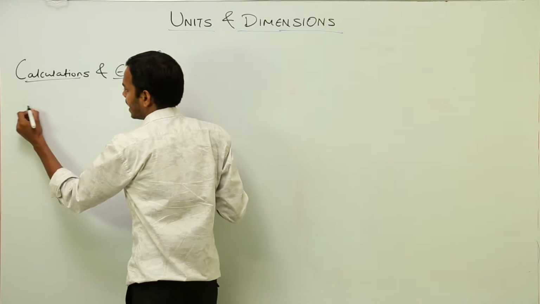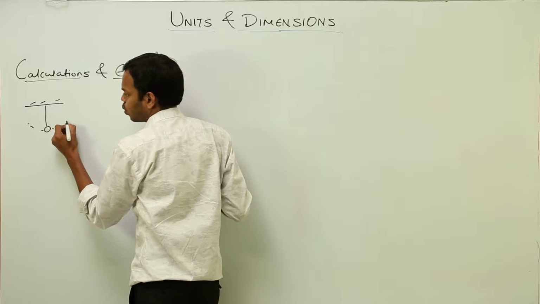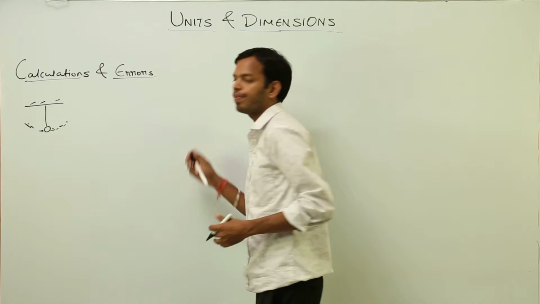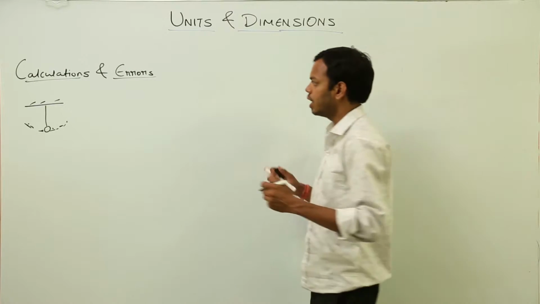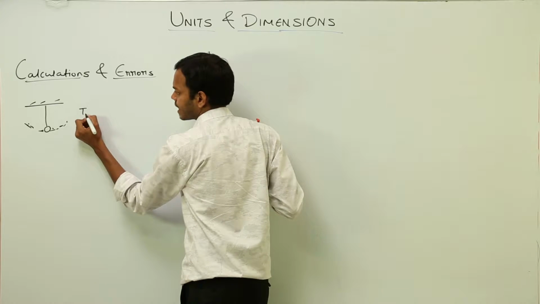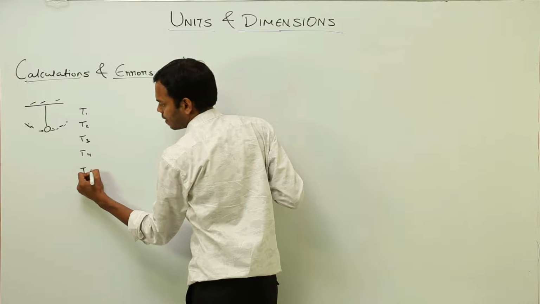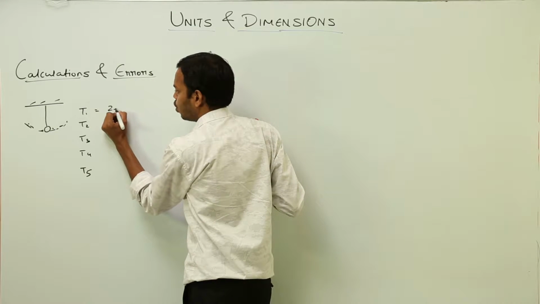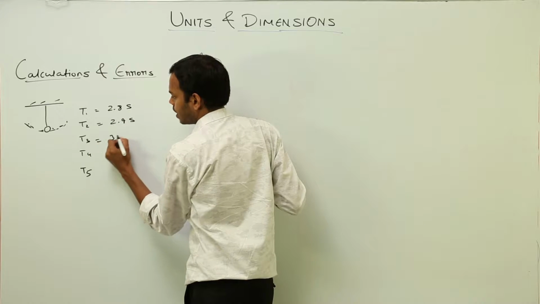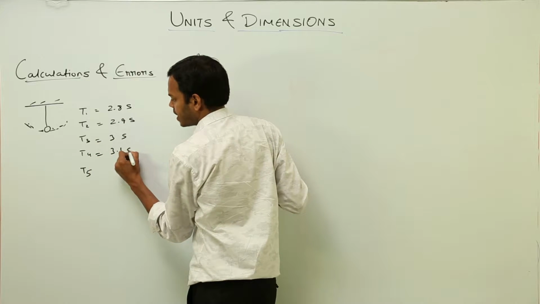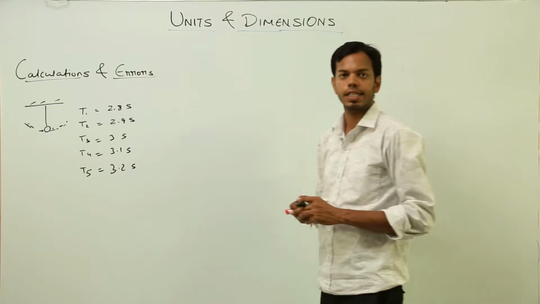Let us say that we have a simple pendulum and some students are taking the observation of the time period of the simple pendulum, the time period of oscillations. So the readings are like this. Let's take 5 readings: 2.8 seconds, 2.9 seconds, 3 seconds, 3.1 seconds and 3.2 seconds. These are the 5 readings.